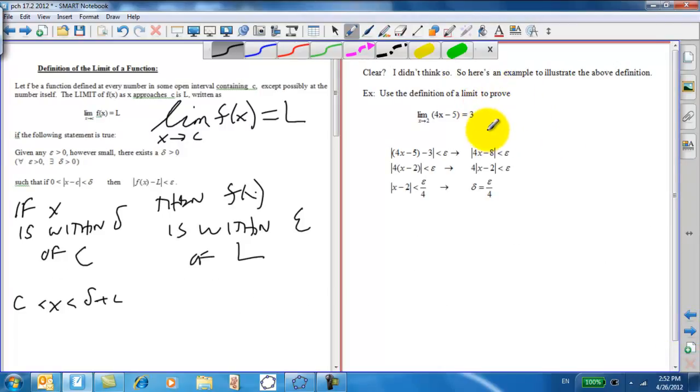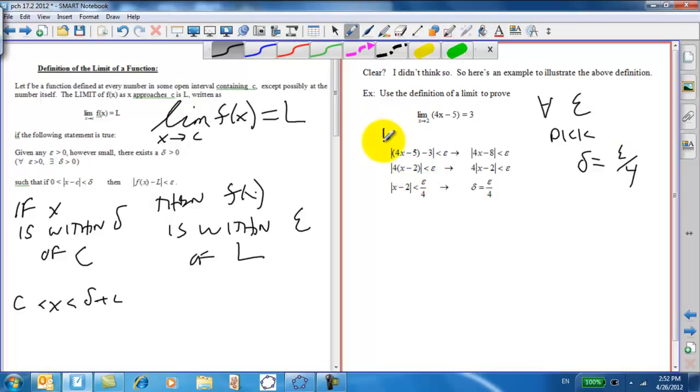Let's use the definition of limit to prove this. Basically, we work backwards from f of x minus L less than epsilon. We want to always be within epsilon of the limit. And how far do you have to go to do that? So you're going to show that for all epsilon, no matter what we pick for epsilon, we're going to pick delta in this case to equal epsilon over 4, and then we'll get that close.